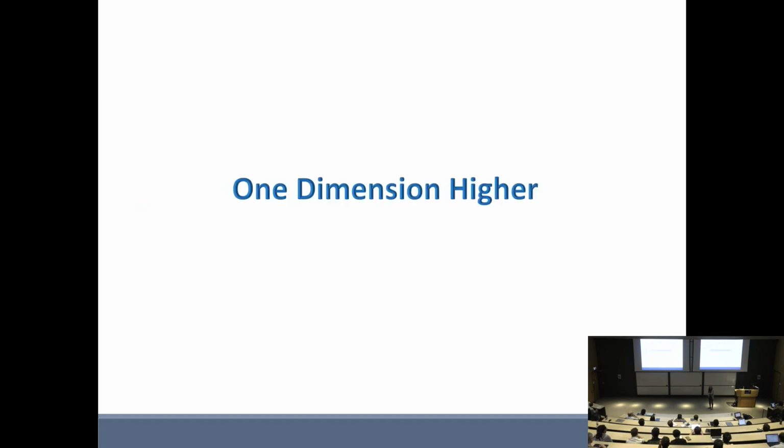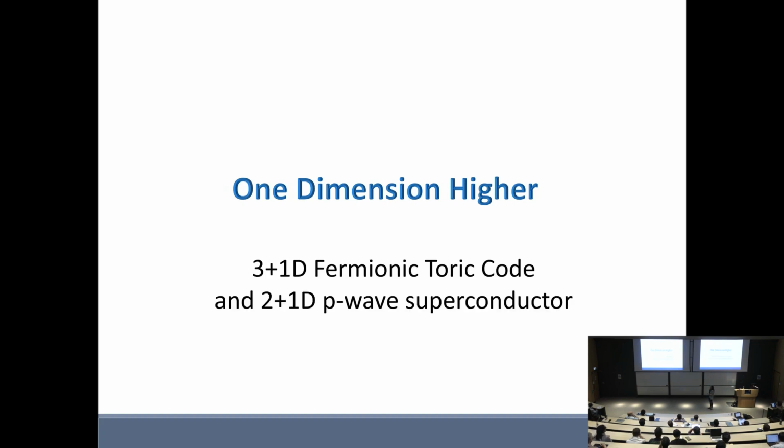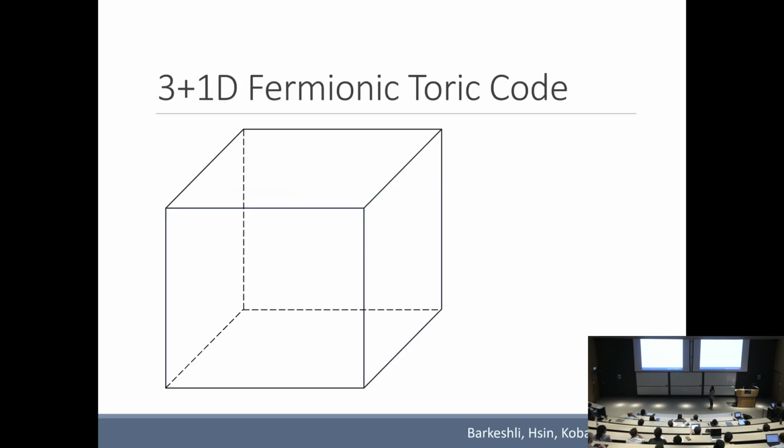Okay, so my goal in 5 minutes is to talk about one dimension higher, and in particular the 3+1D fermionic toric code and the 2+1D p-wave superconductor on the boundary. This is one particular example where we were able to work things out more explicitly, because with a free fermion boundary theory, we can do a lot of calculations. But of course, this framework doesn't restrict to just this example. So we take the 3+1D fermionic toric code in the bulk and ask what we can learn from it about the boundary theory using the sandwich picture.